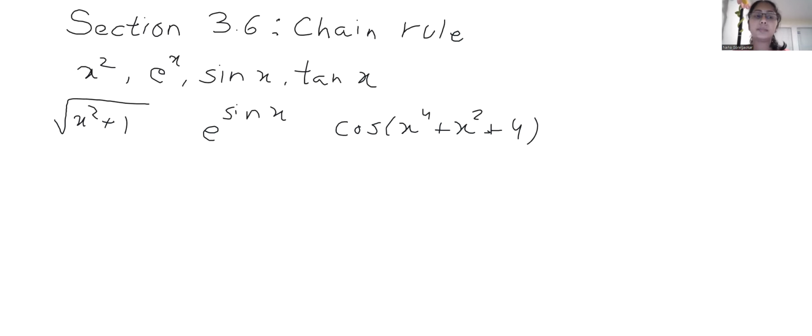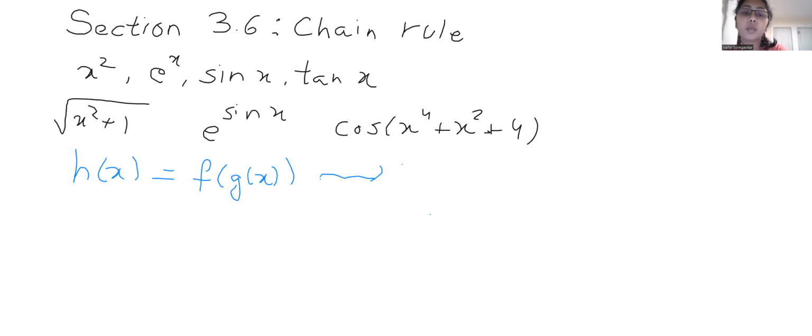The chain rule basically answers the question: if you have a function h of x, which is of the form f of g of x, which is f composed with g of x, what is h prime of x? That is the question that we answer by using the chain rule.